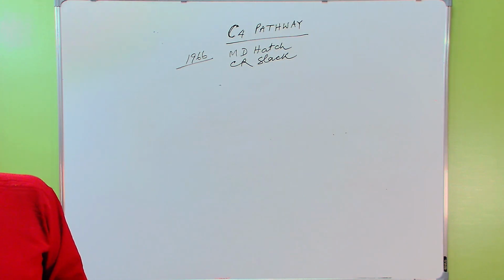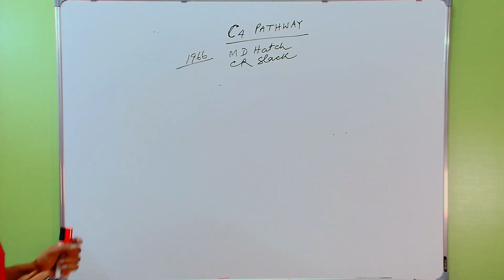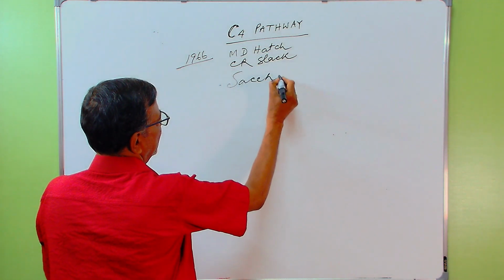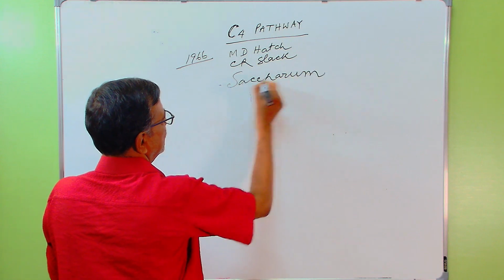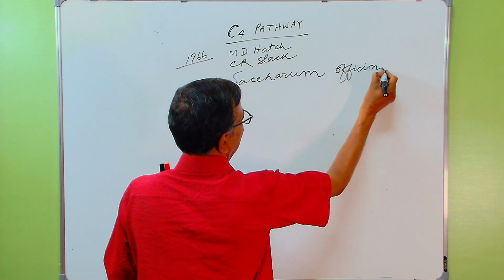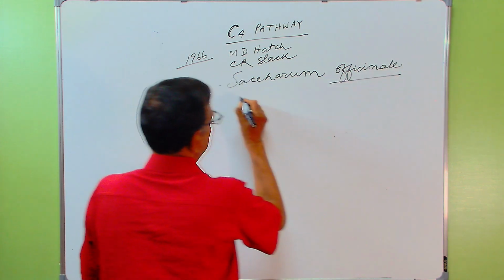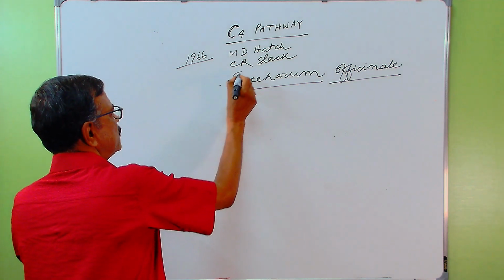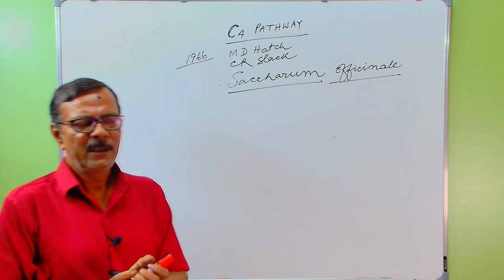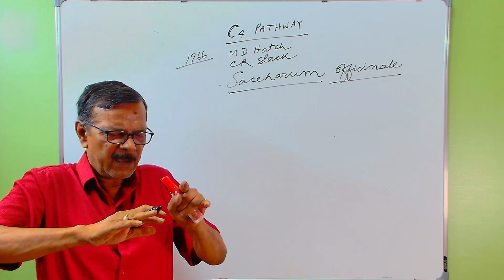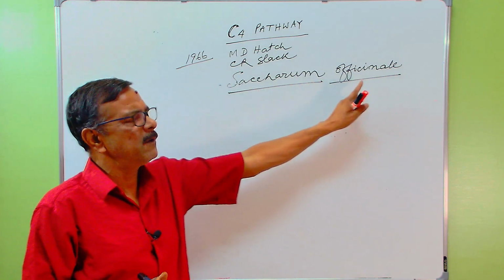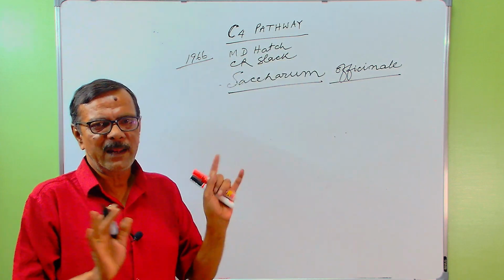Sugarcane's scientific name is Saccharum officinarum. Saccharum officinarum is known as the sugarcane plant. So these two people of Australia were experimenting on photosynthesis on this Saccharum officinarum plant, that is the sugarcane plant.